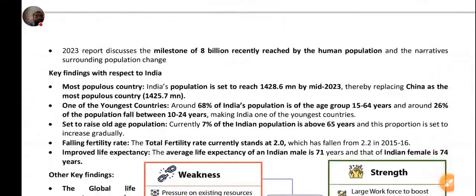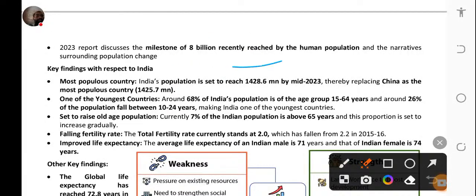The 2023 report discussed the milestone of 8 billion recently reached by the human population and the narrative surrounding population change. Key findings with respect to India: most populous country, India's population is said to reach 1,428 million by mid-2023, thereby replacing China as the most populous country. And one of the youngest countries, around 68.8% of India's population is in the age group of 15 to 64 years, and around 26% of the population falls between 10 to 24 years.